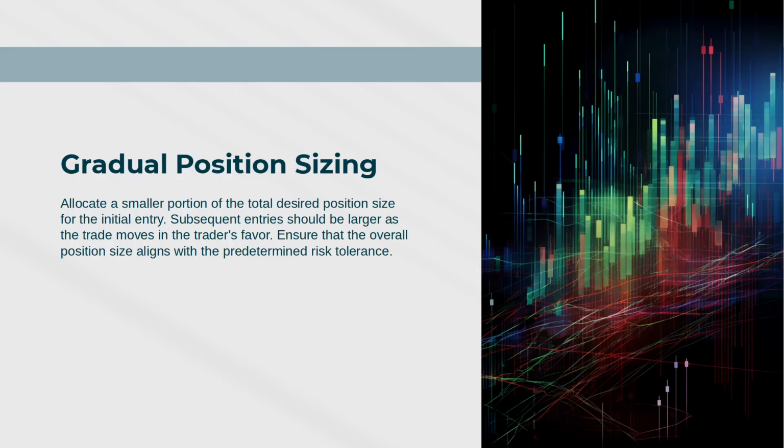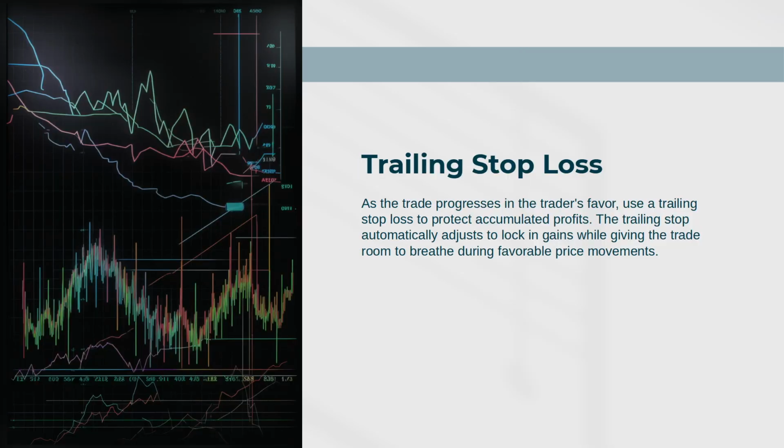Gradual position sizing. Allocate a smaller portion of the total desired position size for the initial entry. Subsequent entries should be larger as the trade moves in the trader's favor. Ensure that the overall position size aligns with the predetermined risk tolerance. Trailing stop loss. As the trade progresses in the trader's favor, use a trailing stop loss to protect accumulated profits. The trailing stop automatically adjusts to lock in gains while giving the trade room to breathe during favorable price movements.